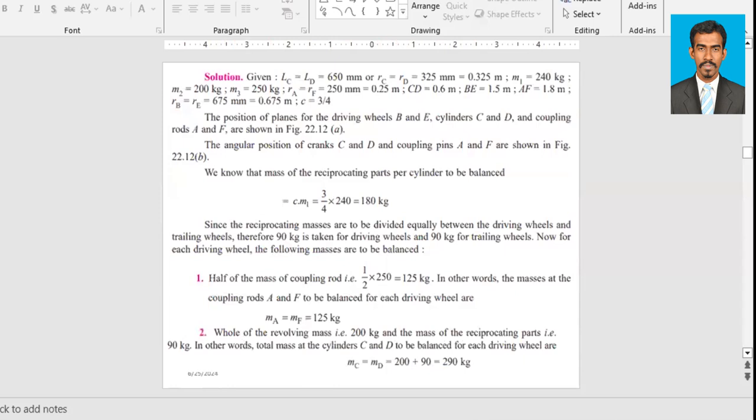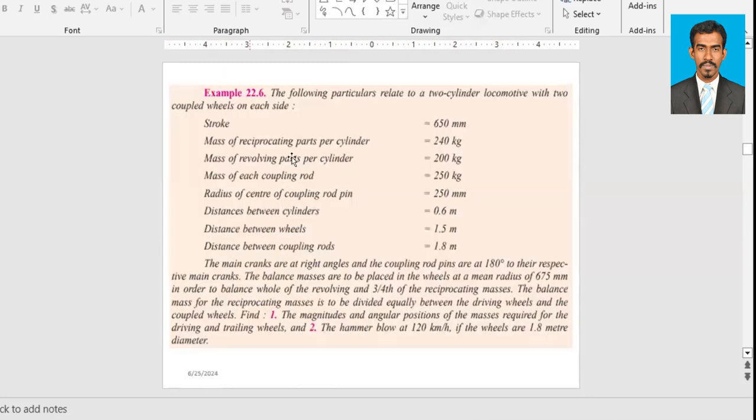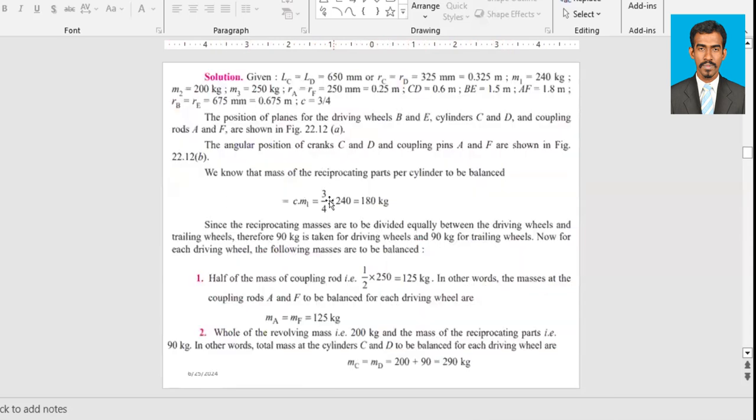Here we have the planes, masses, radius, centrifugal force, distance from the plane, and the couple. First we'll calculate how much of the mass needs to be balanced. We know that 3 by 4 of the mass of the reciprocating parts per cylinder is to be balanced. The reciprocating mass is 240, so only 3/4 of that is to be balanced. That is 3 by 4 into 240, equal to 180 kilogram. So for reciprocating parts, only 180 kilogram needs to be balanced.